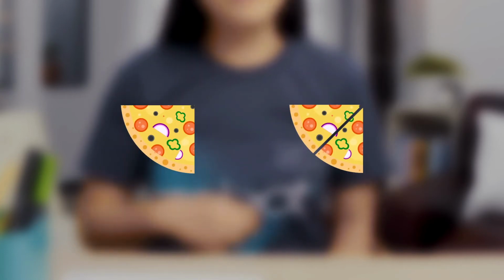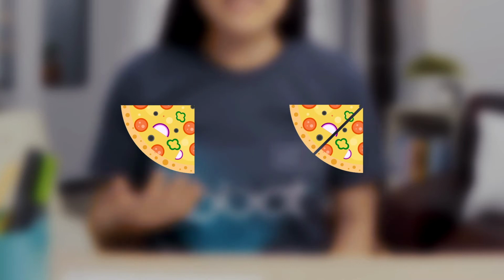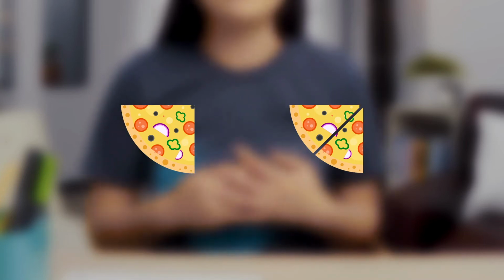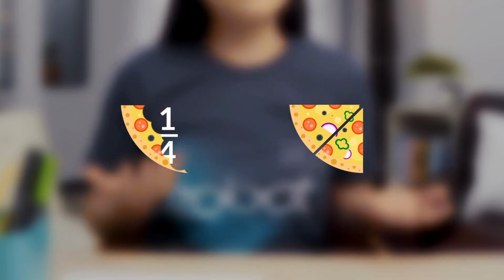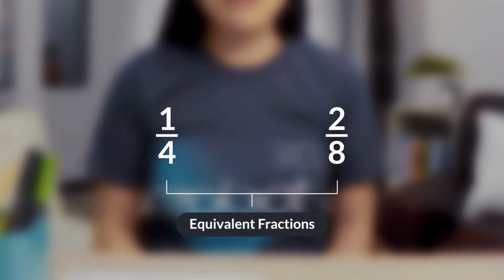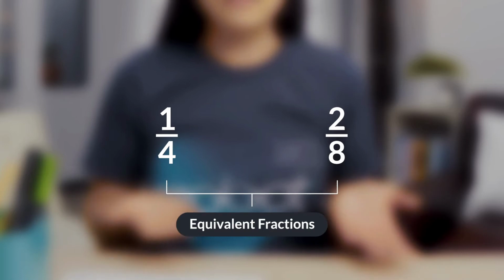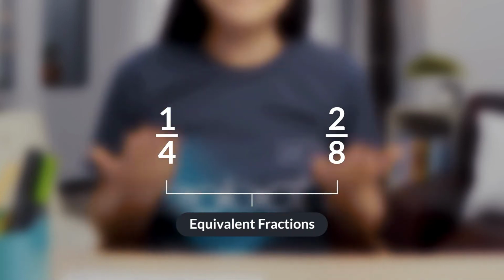That's right, I would have to eat 2/8 to equal the same amount as the 1/4. 1/4 and 2/8 are equivalent fractions. Although the parts are different sizes, the overall amount is the same.